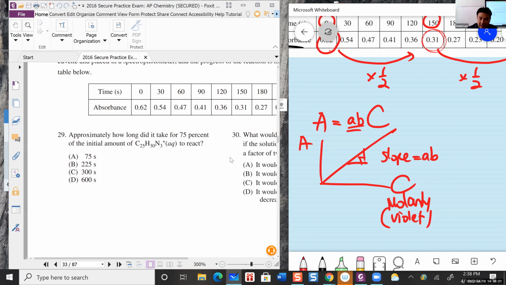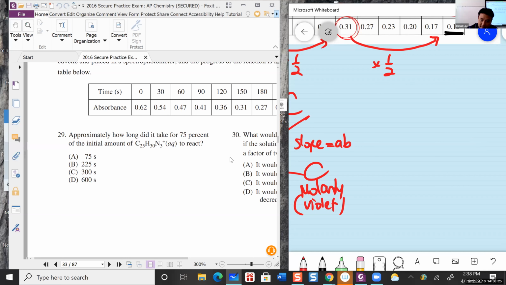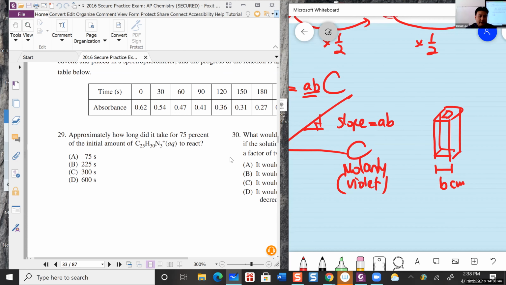Like that. And what is a and b? Remember, the b constant is the width of the cuvette. Your cuvette is like this. It's like a cylinder. Not a cylinder, a rectangular prism, okay? So this is b. b is the width of the cuvette, the distance light must travel. And a is a constant depending on the reaction.